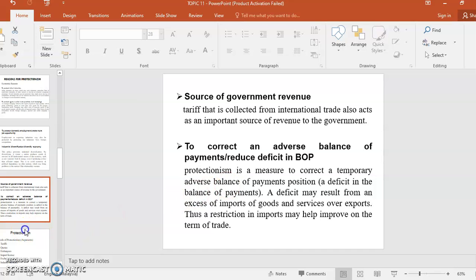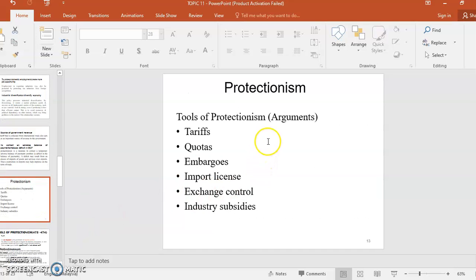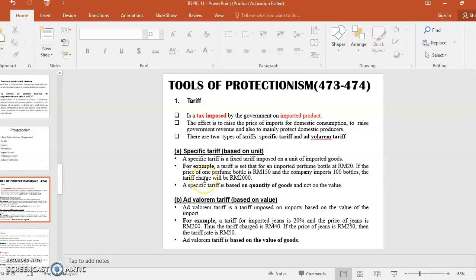Okay. Protectionism. So these are the tools of protectionism. Tariff, quota, embargo, import license, exchange control, industry subsidies. So we proceed to other videos.